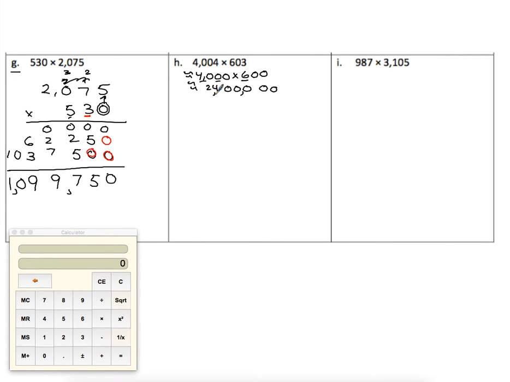So my answer should be about 2,400,000. You want to estimate. That will let you know, especially if I made a mistake during one of my calculations. Now I will solve. I'll erase that so it doesn't confuse me.